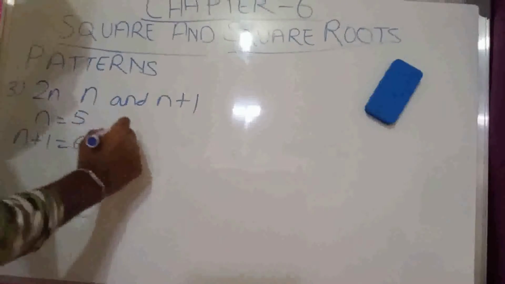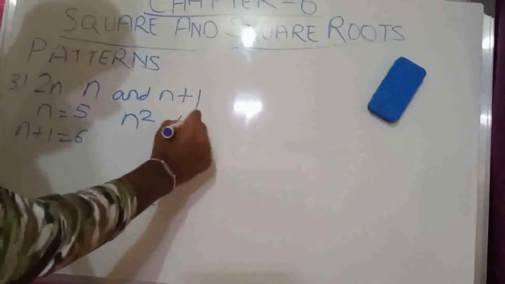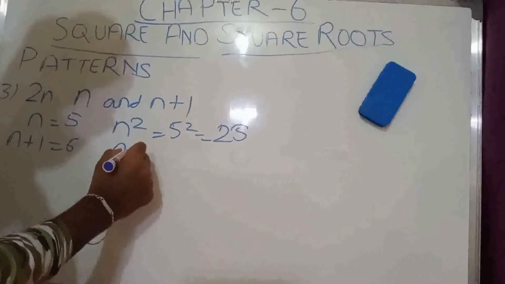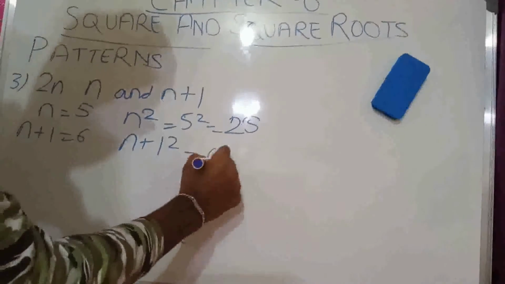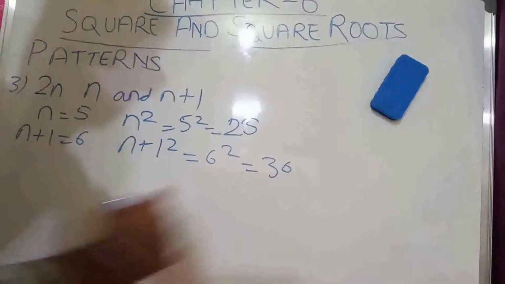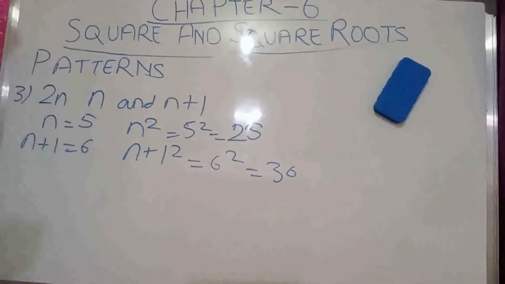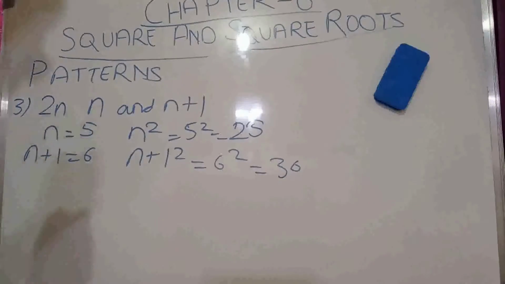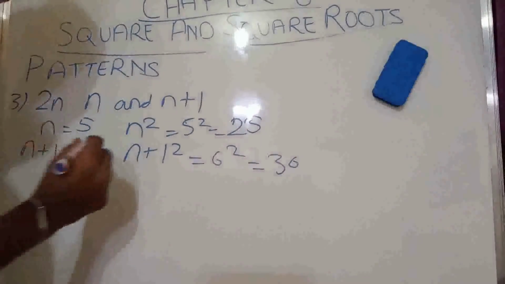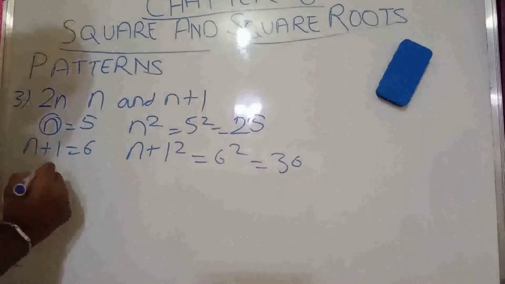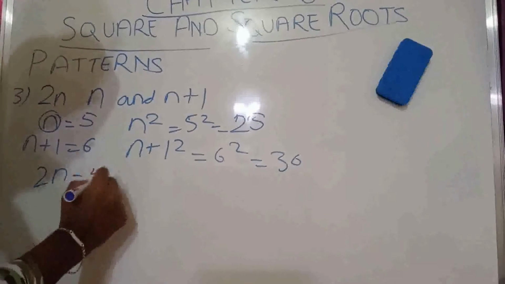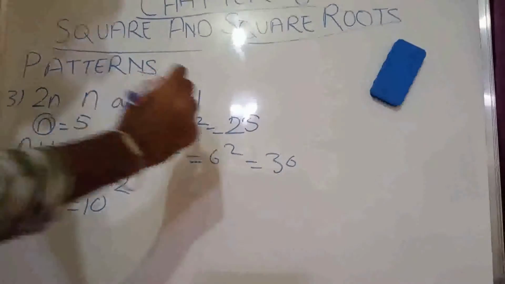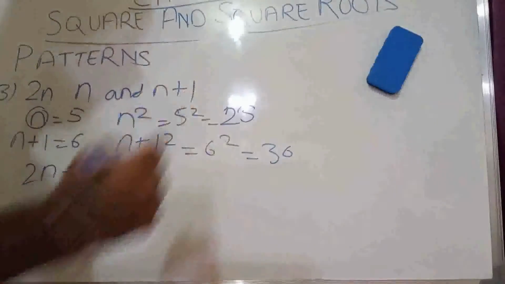And how can we check? n square equals 5 square equals 25, and (n plus 1) square equals 6 square equals 36. So in this example we have to find out how many numbers lie between 25 and 36, and the rule says 2n. Here n is 5, so 2n equals 5 into 2, that is 10. That means there are 10 numbers between 25 and 36.